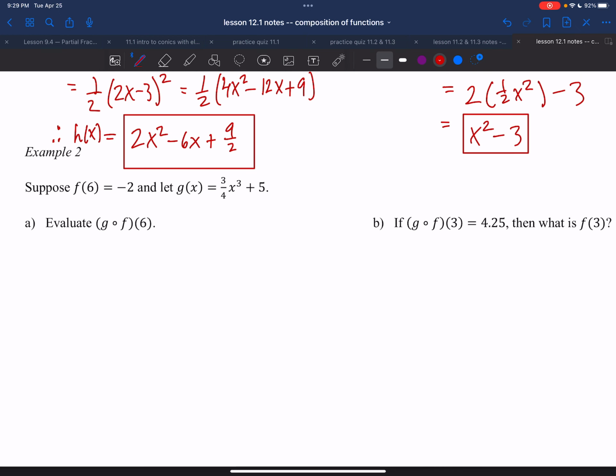Okay, suppose f of 6 equals -2, and let g of x be defined to be 3/4 x cubed plus 5. We want to evaluate g of f of 6. Okay, that's what that means. So what is g of f of 6? Well, that is just g of f of 6.